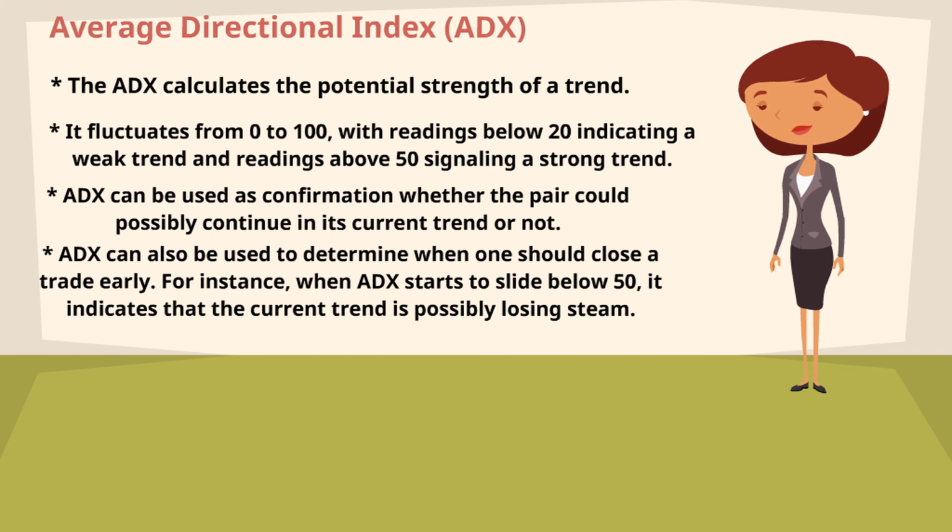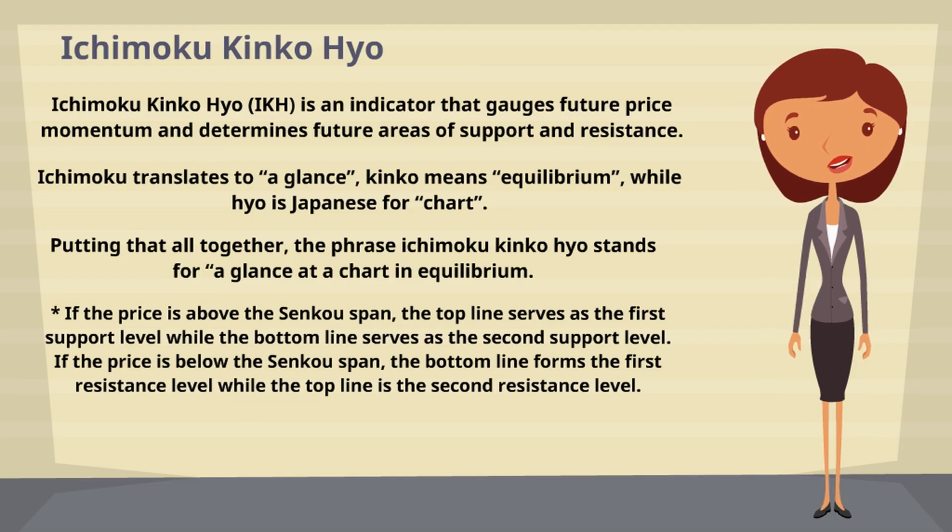Ichimoku Kinko Hyo is an indicator that gauges future price momentum and determines future areas of support and resistance. Ichimoku translates to a glance, Kinko means equilibrium, while Hyo is Japanese for chart. Putting that all together, the phrase Ichimoku Kinko Hyo stands for a glance at a chart in equilibrium.